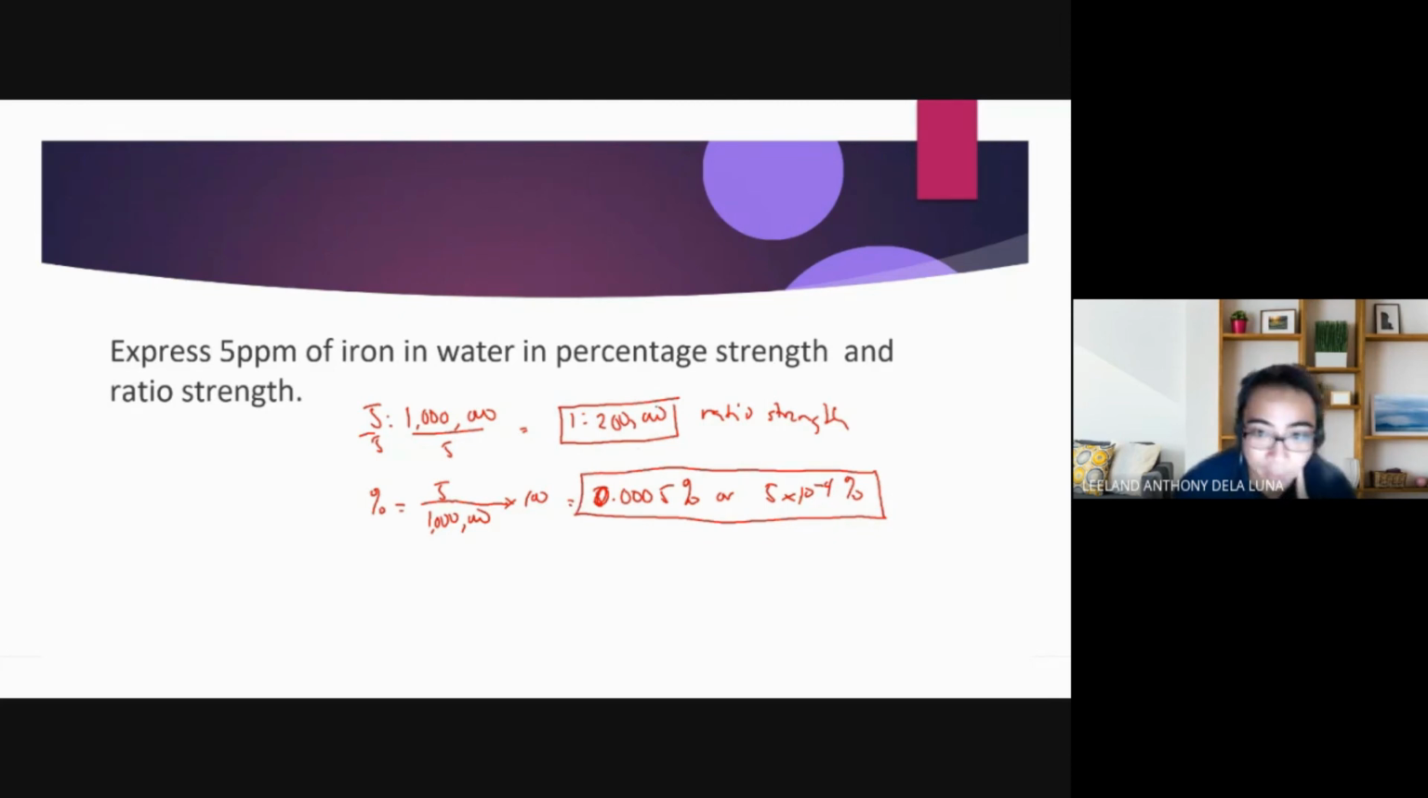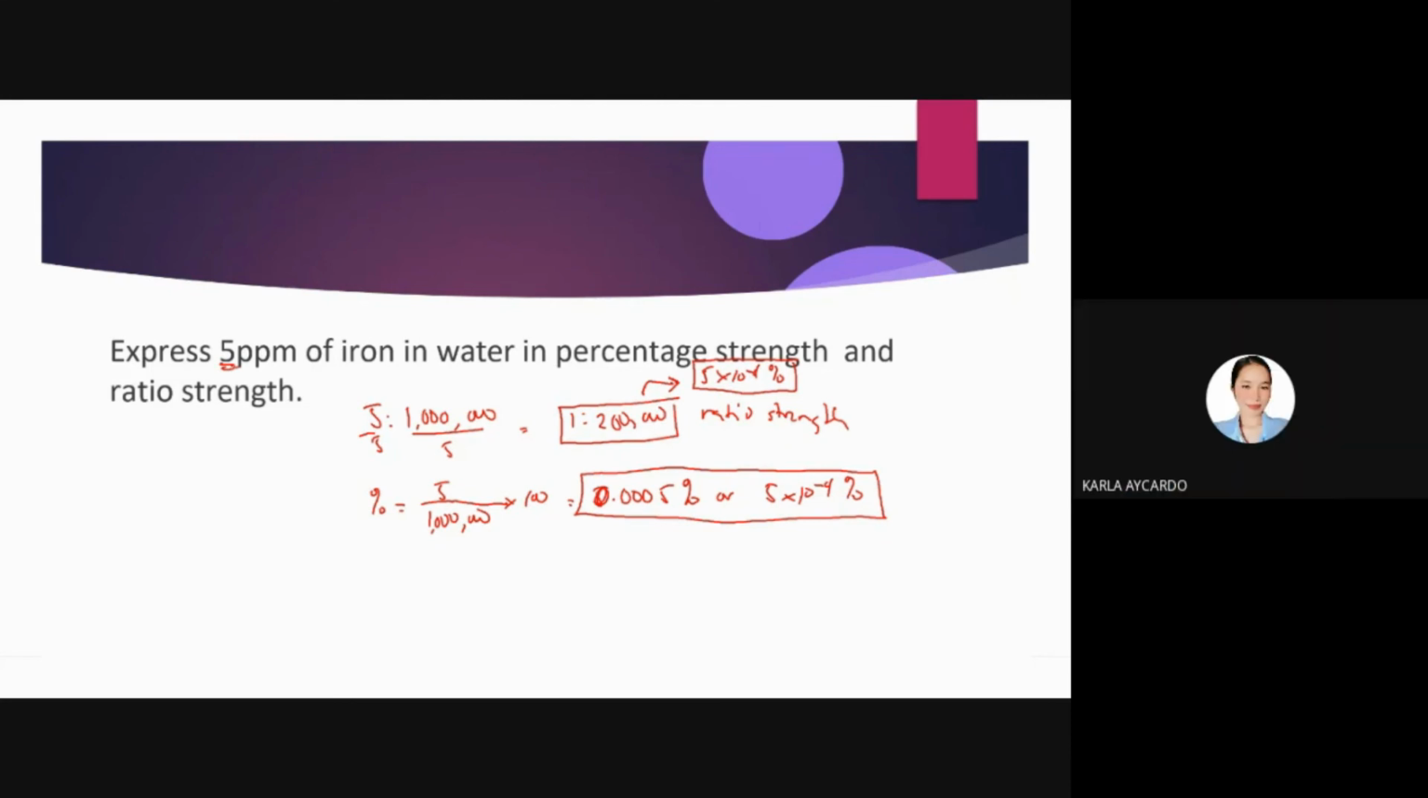Or pwede nyo rin naman gawin, kunin natin yung percentage strength using the ratio. That's just 1 divided by 200,000 times 100. Pretty much you get the same thing rin naman. 5 times 10 to the negative 4%. So are we clear? Basta class, pag parts per million, whatever yung numerator na to, is to 1 million yan. So obviously, kung parts per billion, edi 1 billion na yun. Are we good? Make sense? Yes po. Okay, good.